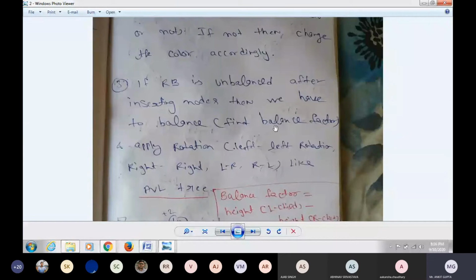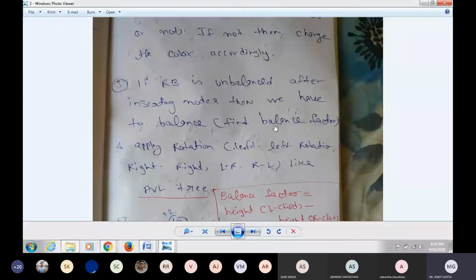And you have to see whether it is balanced or not. Actually, it is a balanced binary search tree. Balanced means, and we can say that a balanced BST is nothing but an AVL tree.